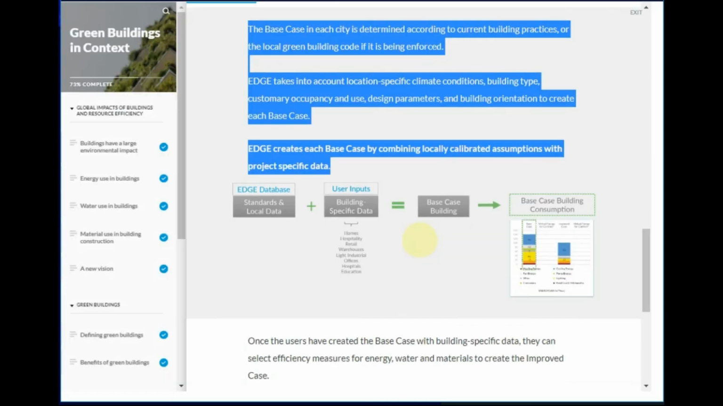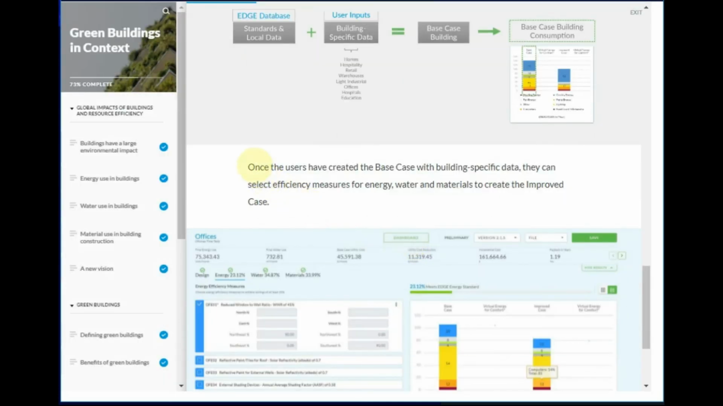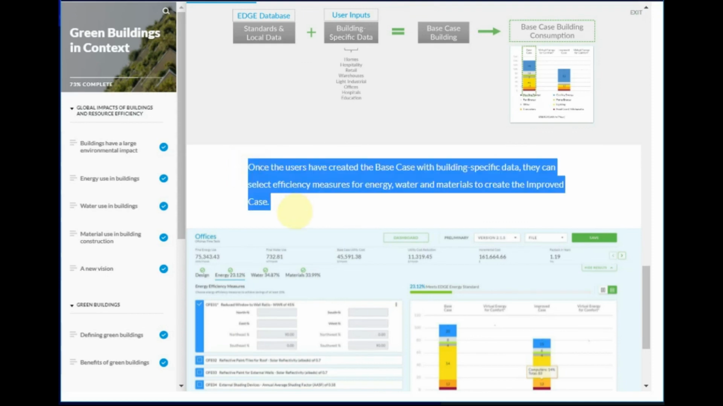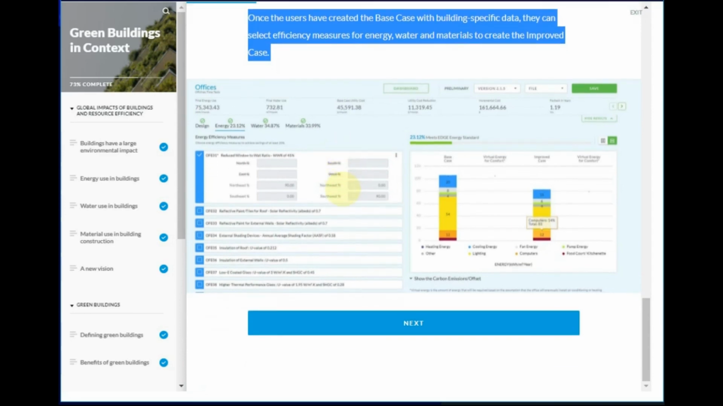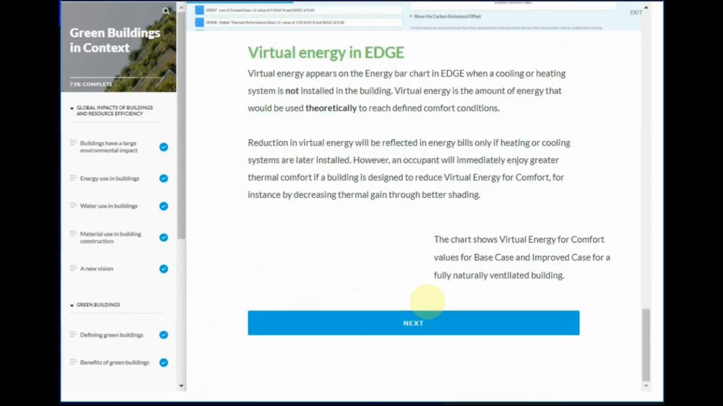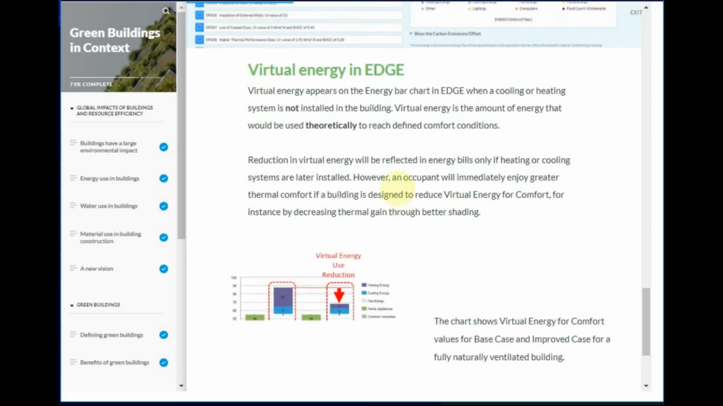Virtual energy in EDGE. Virtual energy appears on the energy bar chart in EDGE when a cooling or heating system is not installed in the building. Virtual energy is the amount of energy that would be used theoretically to reach defined comfort conditions. Reduction in virtual energy will be reflected in energy bills only if heating or cooling systems are later installed.